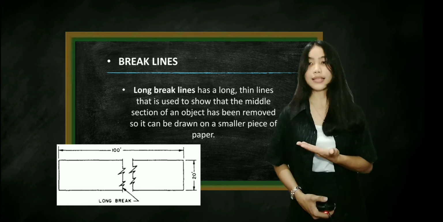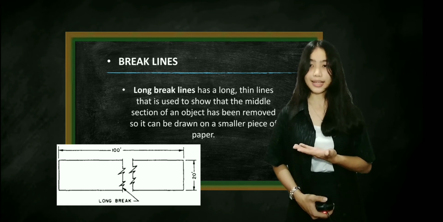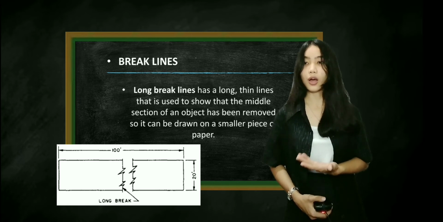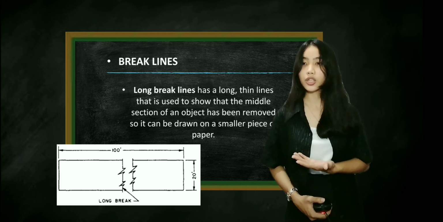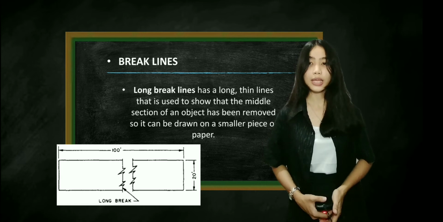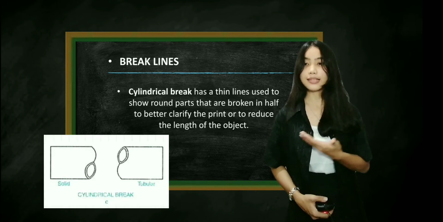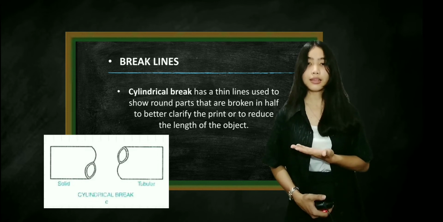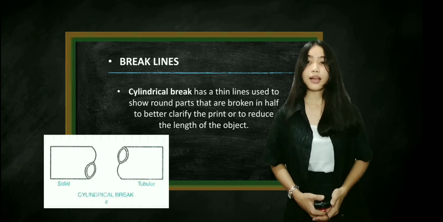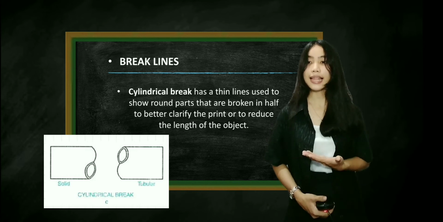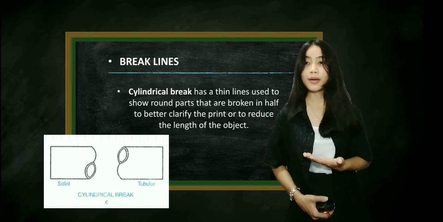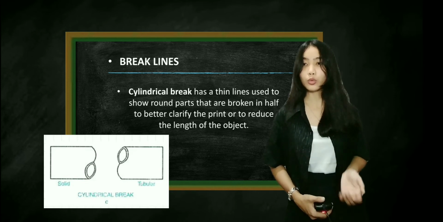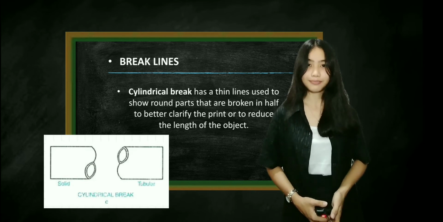Here is also a sample application of long break lines. As you can see, it has long, thin lines that are used to show that the middle section of an object has been removed so it can be drawn on a smaller piece of paper. And lastly, here is a sample application of cylindrical break line. As you can see, it has a thin line used to show round parts that are broken in half to better clarify the print or to reduce the length of the object.